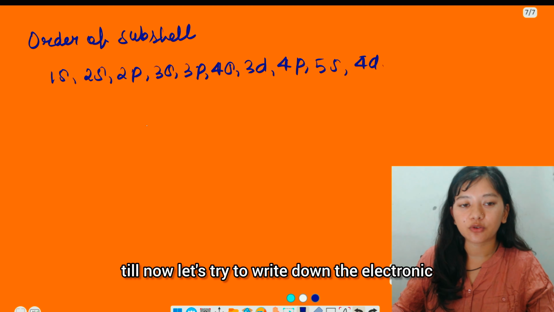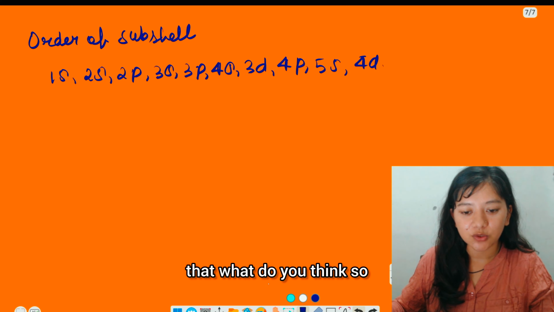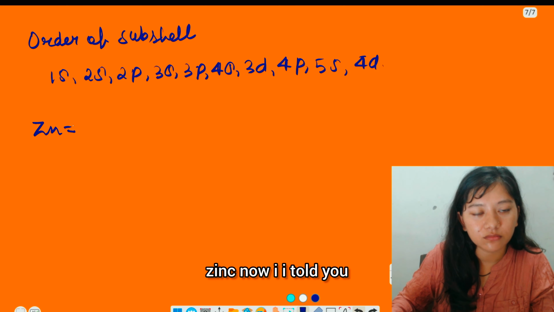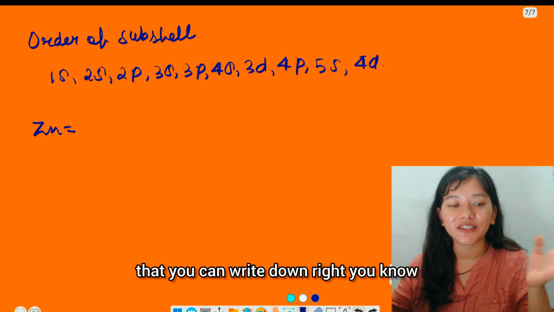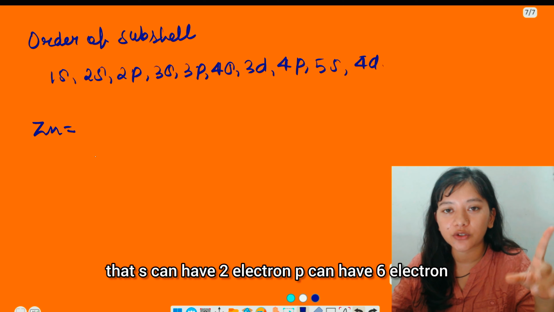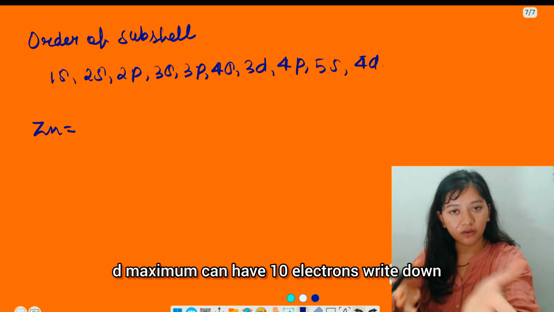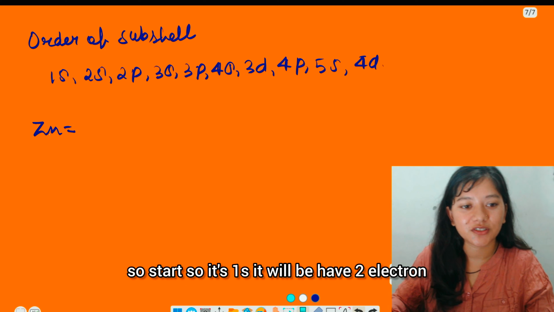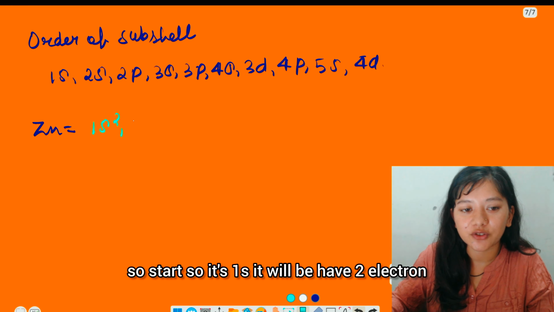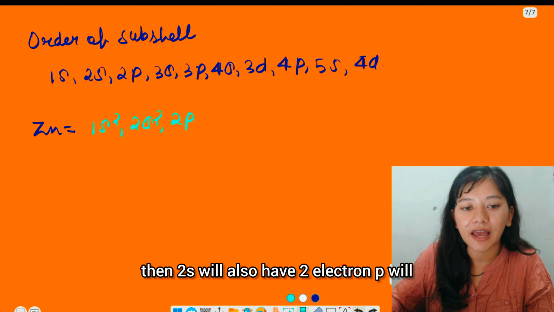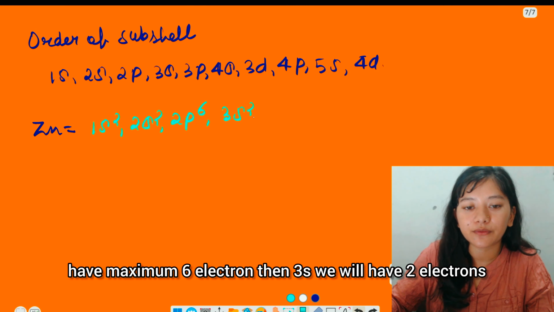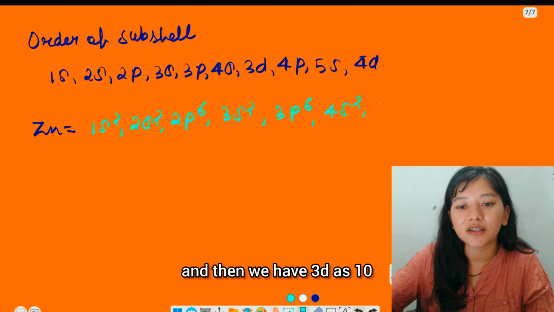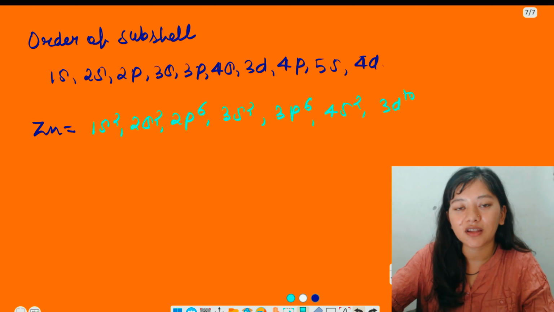Let's try to write the electronic configuration based on that. What do you think? Say we want the electronic configuration for zinc. I told you that you can write it down, right? You know that s can have 2 electrons, p can have 6 electrons, d maximum can have 10 electrons. I hope you can write it, so want to write the electronic configuration with me? So start. 1s will have 2 electrons, then 2s will also have 2 electrons, 2p will have a maximum of 6 electrons, then 3s has 2 electrons, 3p 6, 4s 2, and then 3d is 10, and it's 30.